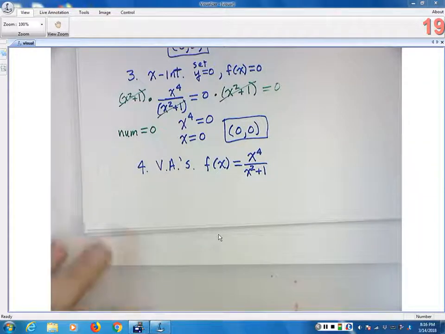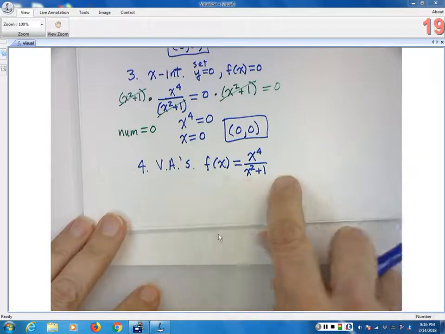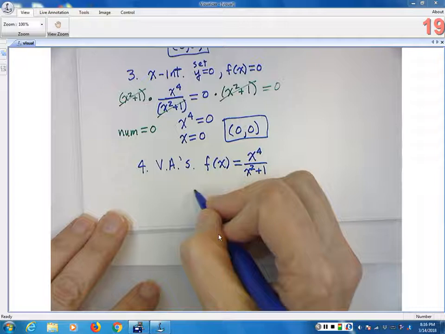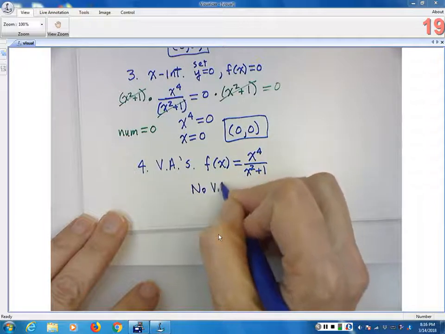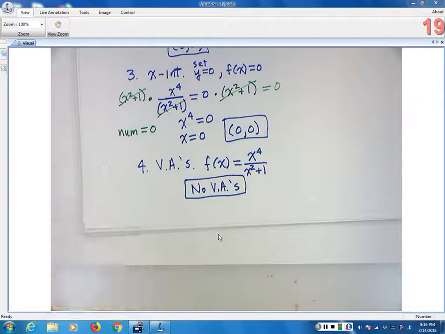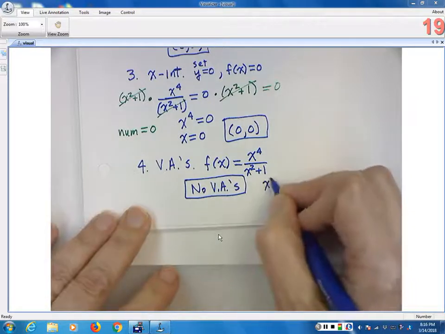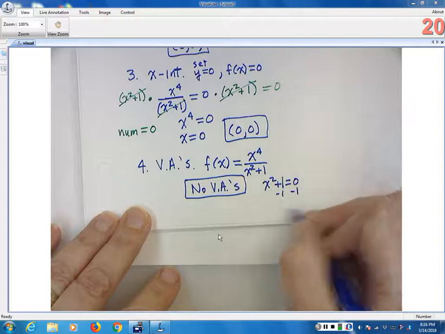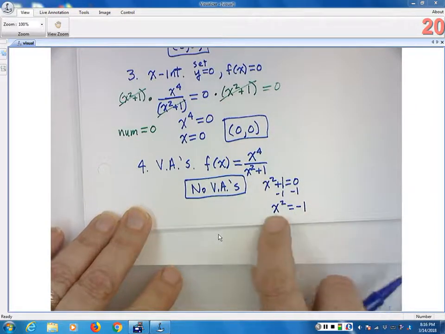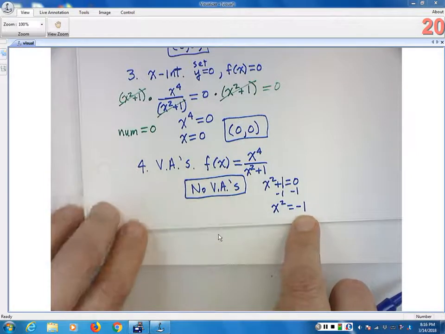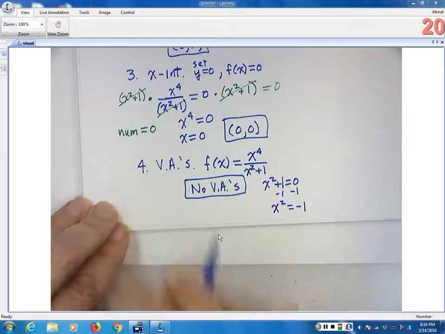So, it doesn't factor, and can it ever be 0? You got it! So guess what? There are no VAs. That's your answer. Because x squared plus 1, if you set it to 0, you subtract the 1. x squared equals a negative 1. You can't square a real number and get a negative. So there are no VAs.